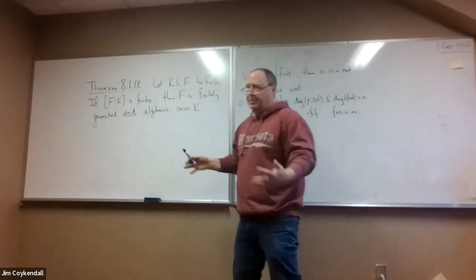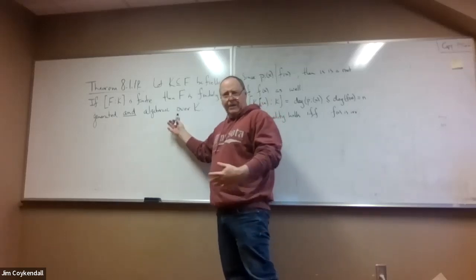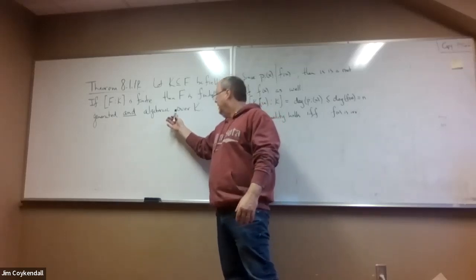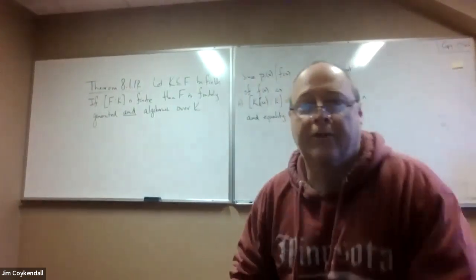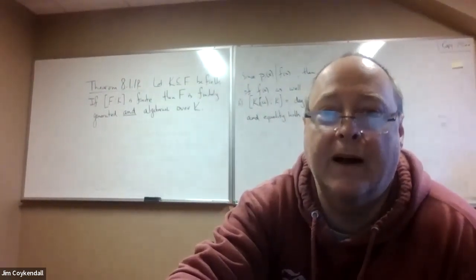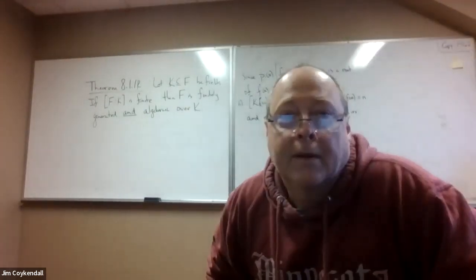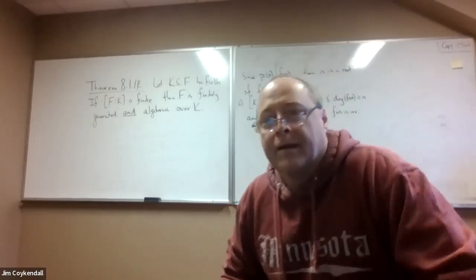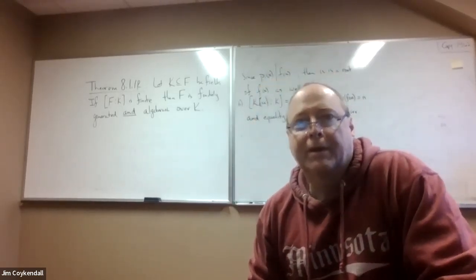That's probably a little bit less surprising, but maybe what might not be completely obvious is that if that extension is finite, then every single element is algebraic. Every element in F has to satisfy some polynomial over K. Okay, so by the way, any ideas why this would be true?